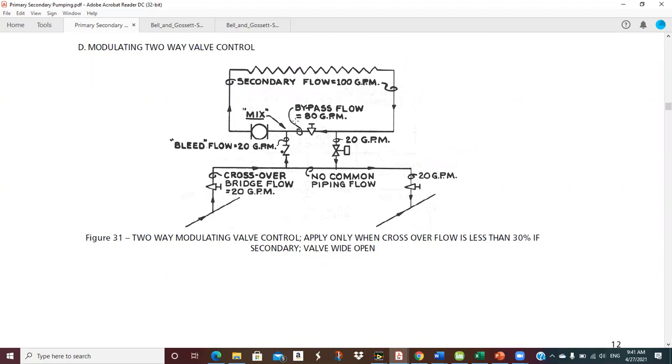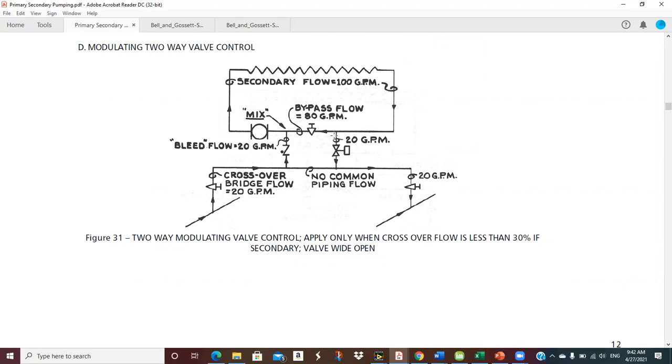And so this is, let's see, I'm showing a crossover bridge flow of 20. And this valve is wide open. So I've got my 20 going up into the secondary. So now I've got 80 GPM mixing. So I'm boosting the temperature a little bit, and I pump the coil with that.